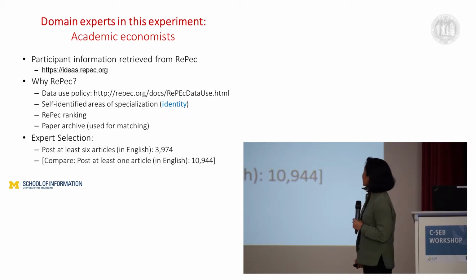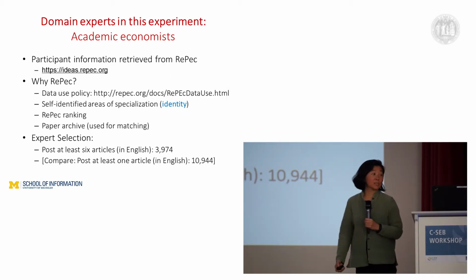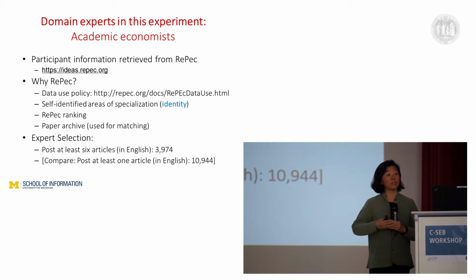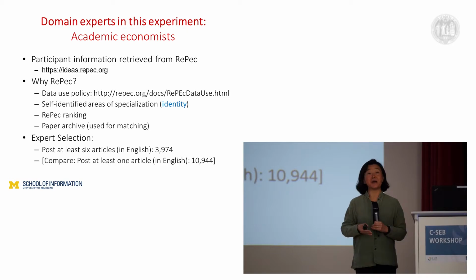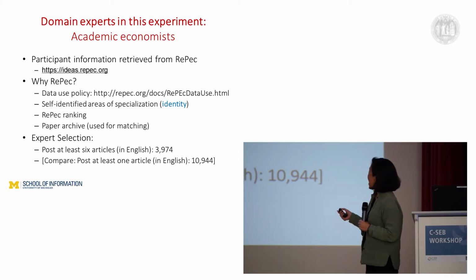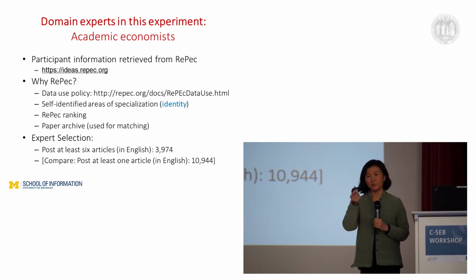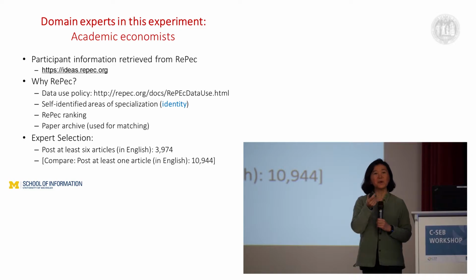Okay, so this is how we actually do our experiments. We do have a plan to actually push it across all academic domains. The first stop is economics, because we know something about the field. So we retrieve the participant information from REPEC. Do people know? How many people have registered REPEC accounts? One, okay. Two, maybe three, okay.